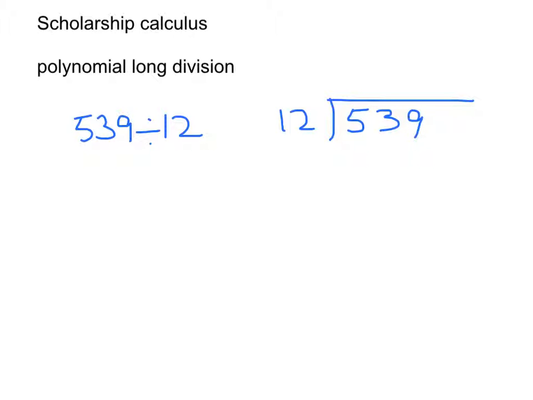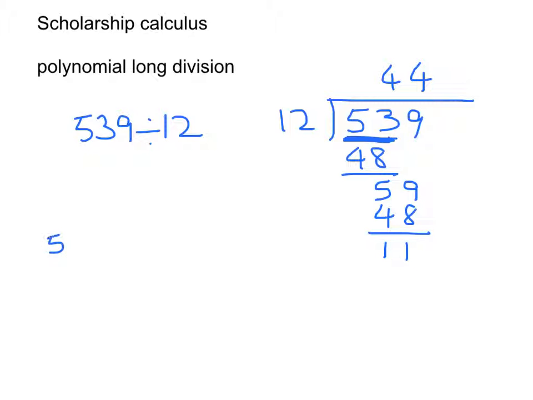So we'd do 12 into 539. 12 won't go into the first digit, so 12 into the first two digits, 53. 12 fours are 48. So I would take 48 from 53, get 5, and bring down the 9. 12 into 59, well it's 4 again, 12 fours are 48, and then I have a remainder of 11. So we would write 539 equals 12 times 44 plus 11 remainder, or something like that.